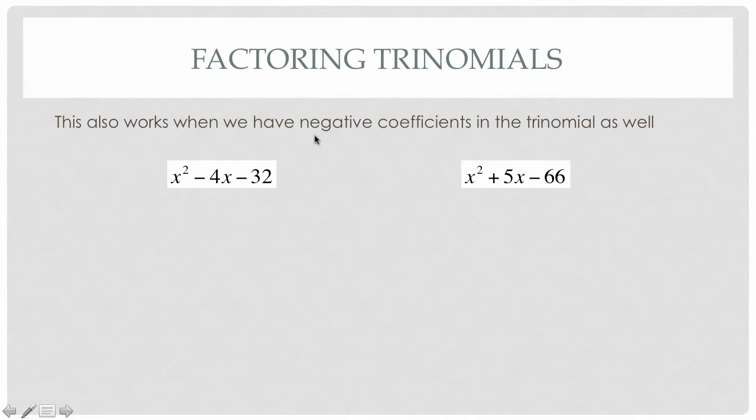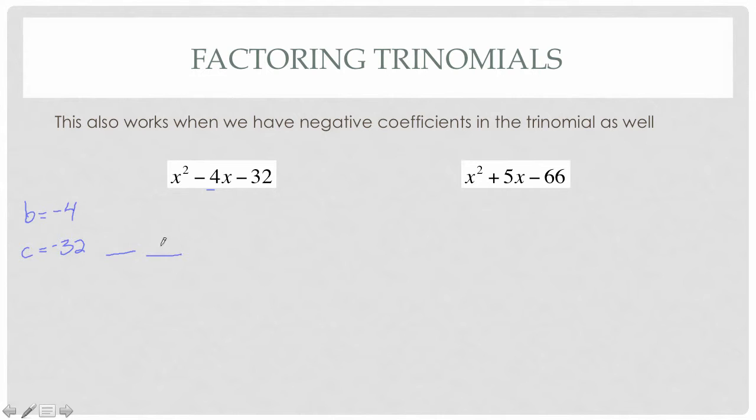What if we have some negatives? The same thing works. We just have to be careful of what our negative numbers are in negative multiplication. Let's do this one over here. X squared minus 4x minus 32. So b, our middle term, is negative 4. It's the coefficient there. Our value for c is negative 32. So I need two numbers that add up to negative 4 but multiply to negative 32.